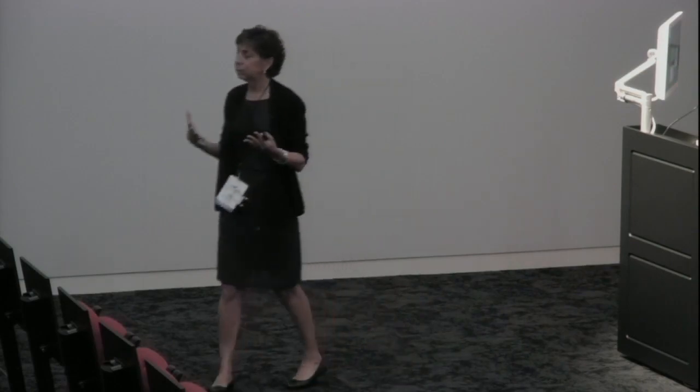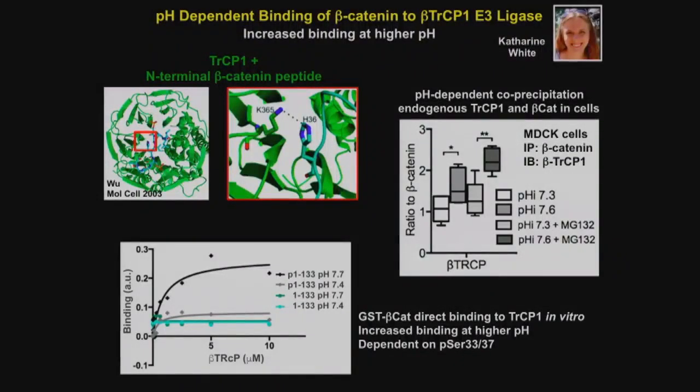And we could show this also in cells by doing co-immunoprecipitations. We immunoprecipitated beta-catenin in cells in which we could manipulate either low or high pH. And at higher pH, more beta-TrCP co-precipitates. And we see even more if we stabilize by using a proteasome inhibitor. Now, I don't have the data, it just came off the rack last week, but we've looked at a lysine mutant for this, and we still get binding if we mutate that histidine to a lysine, but binding is markedly reduced and there is no pH sensitivity.